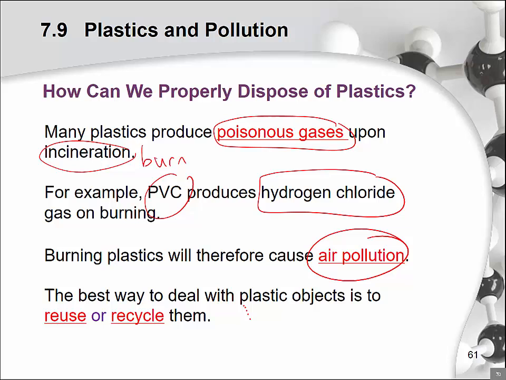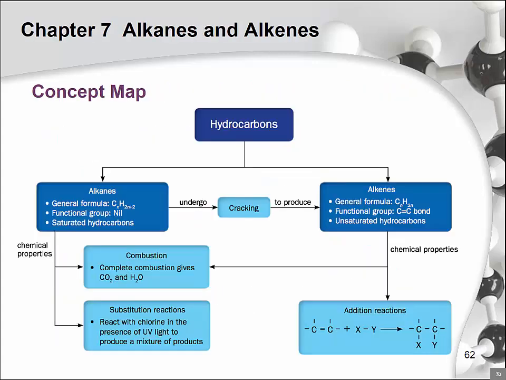So the best way to deal with plastic is to reuse or recycle them. The word reuse simply means to take it and use it for different purposes. For example, after you finish drinking the soft drink from a plastic bottle, you can use it to contain water, or maybe use it to plant plants or whatever. Recycle could mean that the plastic bottles are broken down into pieces and then molded into new plastic objects. Alright, that's all for this chapter.